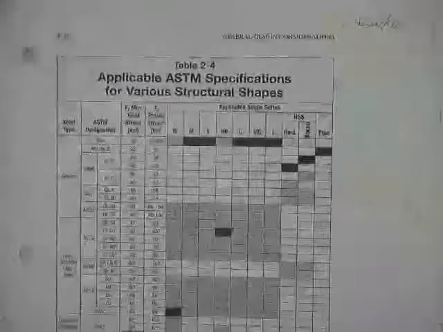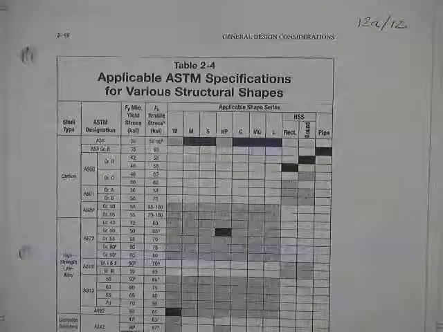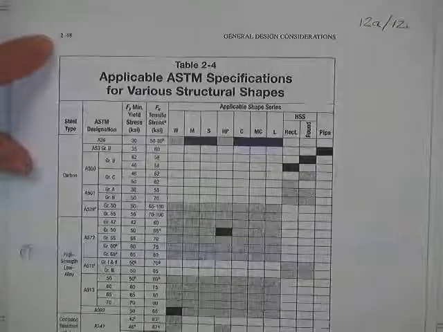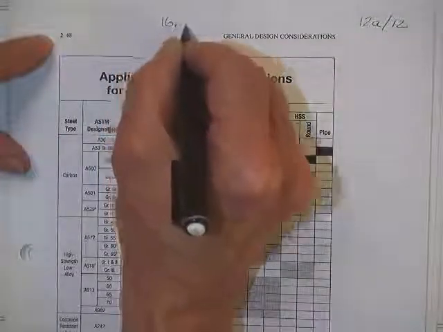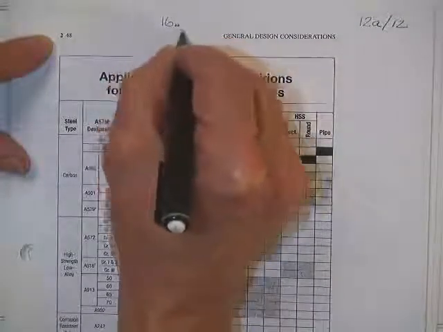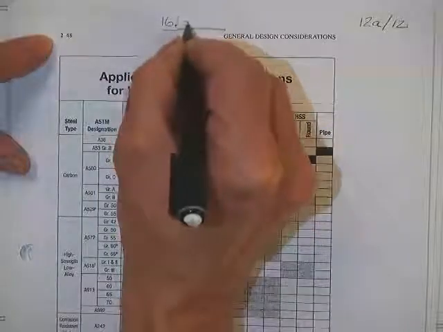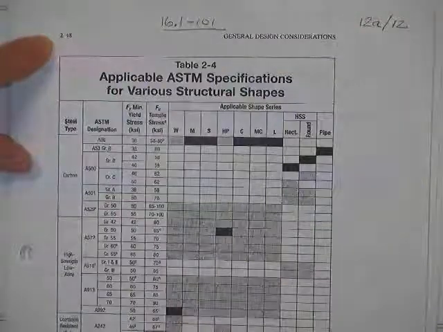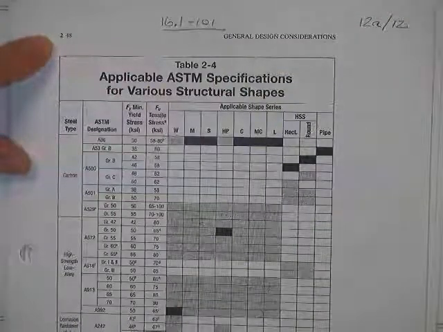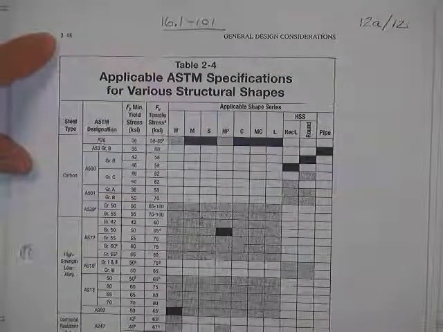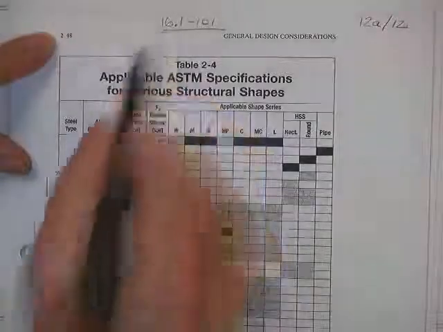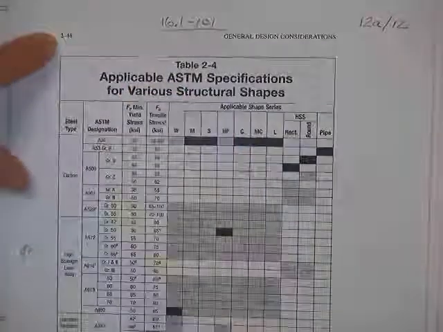Here's the sheet that tells you what materials to use. It's in the book, on page 2-48. You'll notice that the 16 point something pages run to hundreds of pages, like 16.1-101. That's because those are the specifications, and they're all in chapter 16. 2-48 is pretty shy of chapter 16.